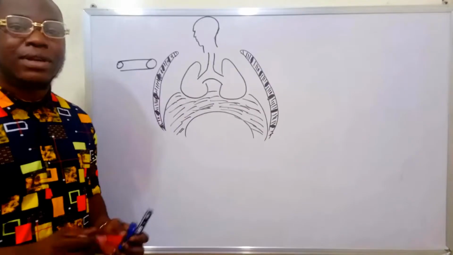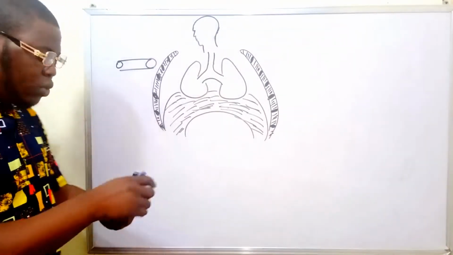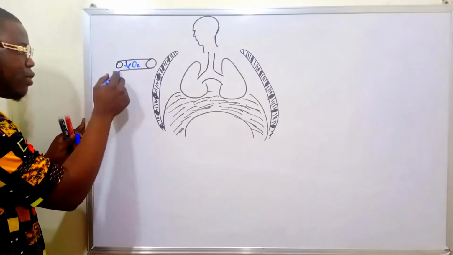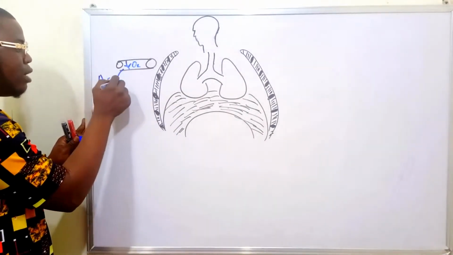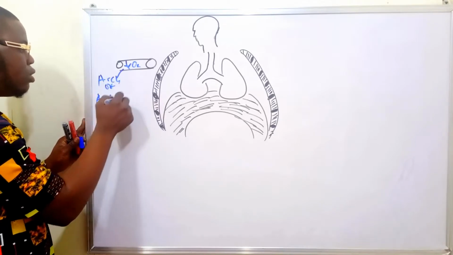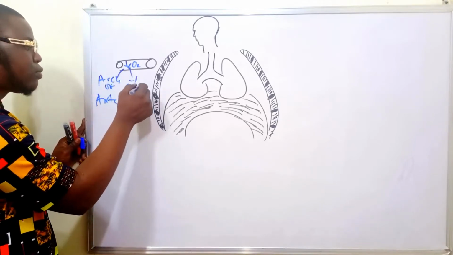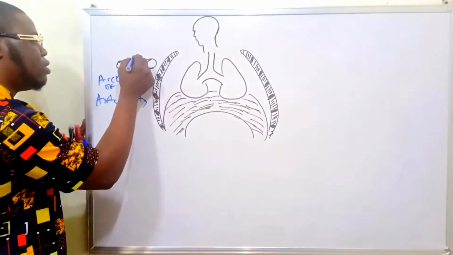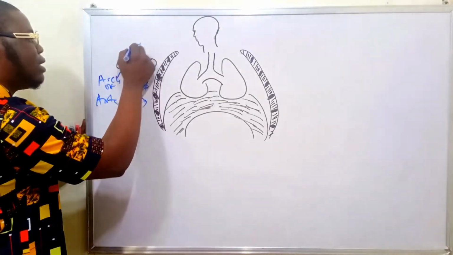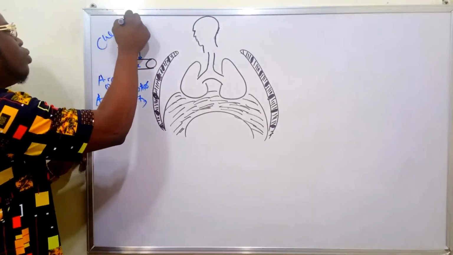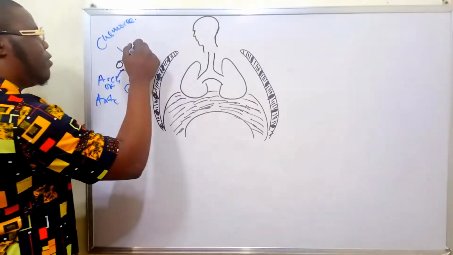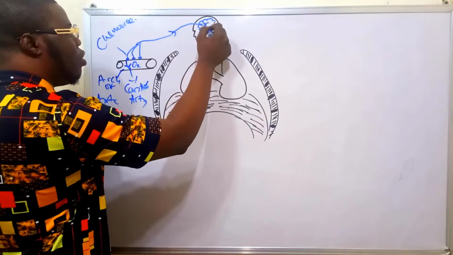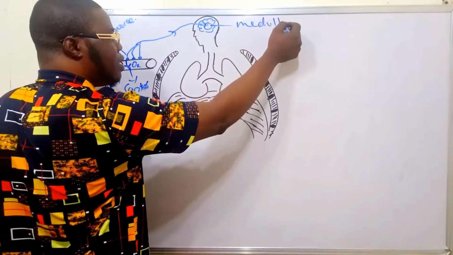Now, we said the mechanism of respiration, the inspiratory phase. We said the oxygen level is reduced. And we said this blood vessel can either be the arch of aorta, or the what? Or the carotid artery. And then we said we have some receptors on it, and those receptors are called the chemoreceptors. And we said their function is to take an impulse to where? To a part of the brain called the medulla oblongata.